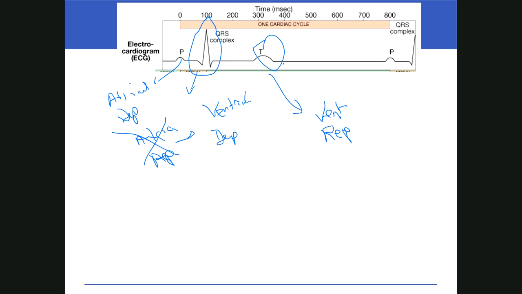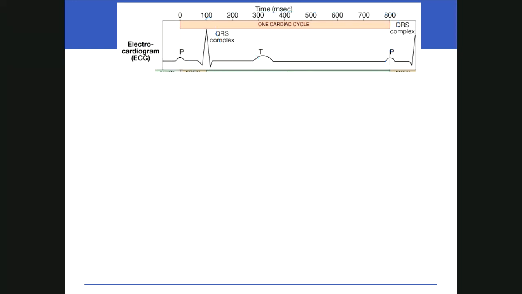During this long pause, remember that's the time between beats. That's our fill time right there. And then it's going to start all over again with another P wave. Look, ours lasts how long? 800 milliseconds. So if this cycle is lasting 800 milliseconds, what's the heart rate of this person? 75, exactly.